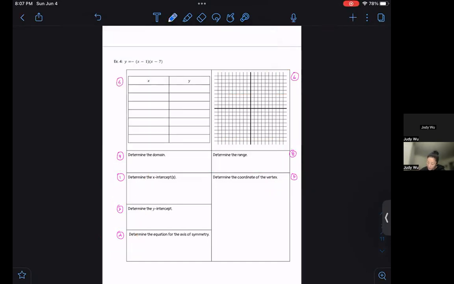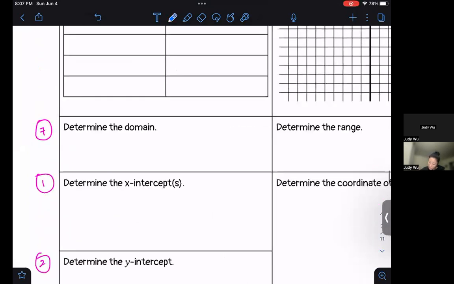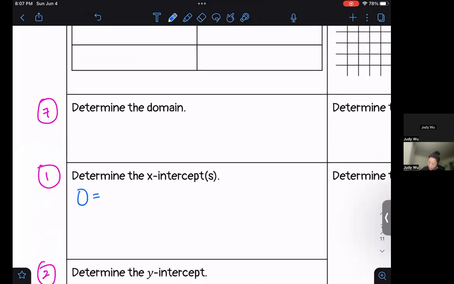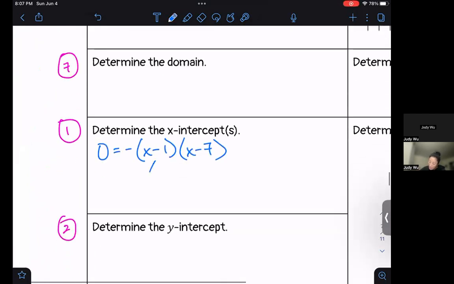All right, let's begin. We're going to find the x-intercepts. We take our equation, set it equal to 0. Negative, x minus 1, x minus 7. Let's make sure I copied that down right. I did. Okay. That means that x can equal 1 or x can be 7.